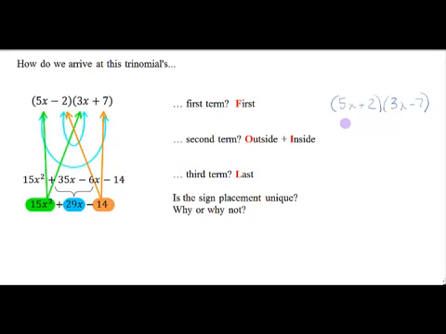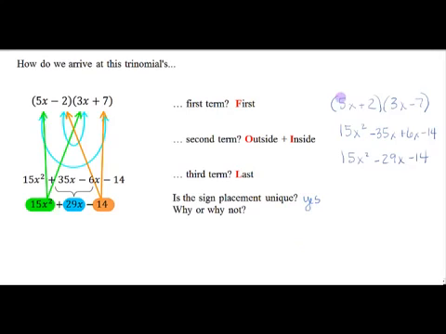Well, 5x times 3x is 15x squared. I have a negative 35x. I have a positive 6x. And I have a negative 14. When I combine like terms, I'll have 15x squared, negative 29x, and a negative 14. So the first and the last are the same, but I don't have the same for the middle. I have the same number, but not the same sign. So this is a different factorization for a different trinomial. So the sign placement definitely is unique.